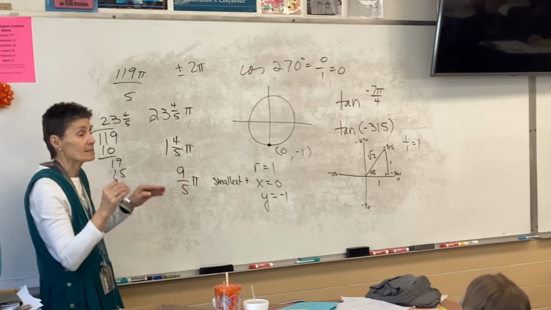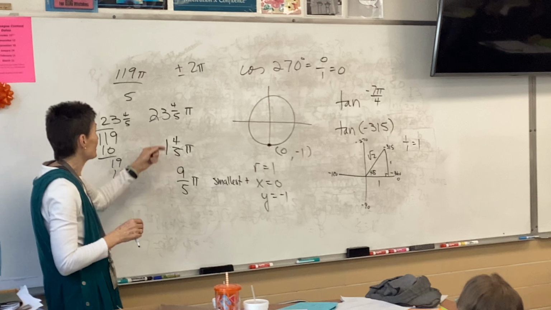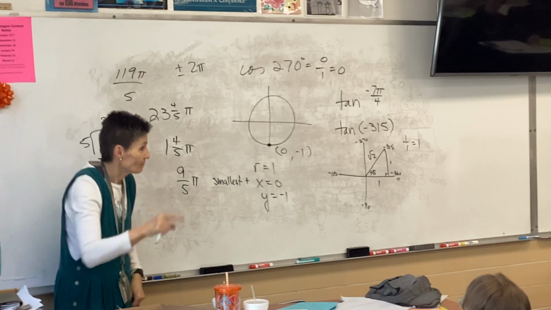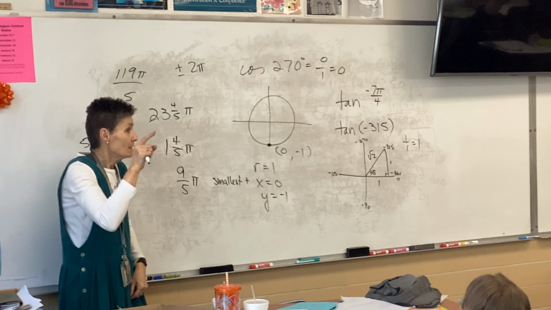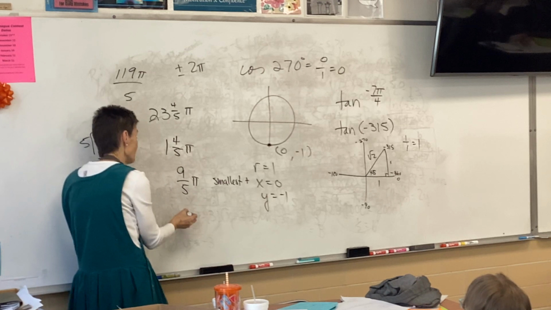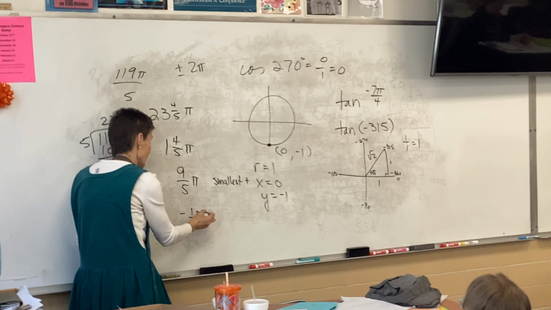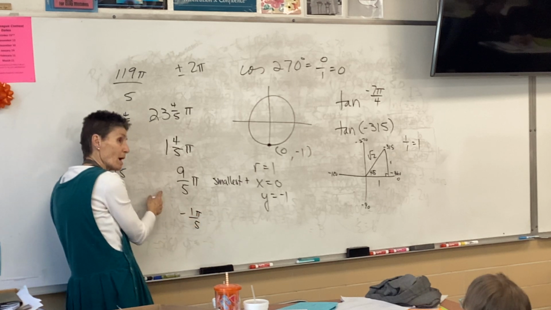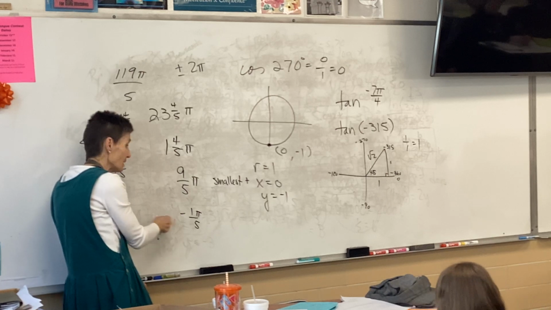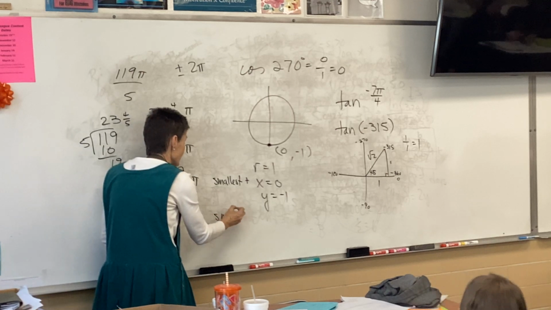Essentially, how did I get rid of it? I took out 11 2 pi's. Now, if I take out one more 2 pi, I'll go negative. Would you agree with me if I subtract 2 pi from here? 2 pi is 10/5. This is my smallest negative.